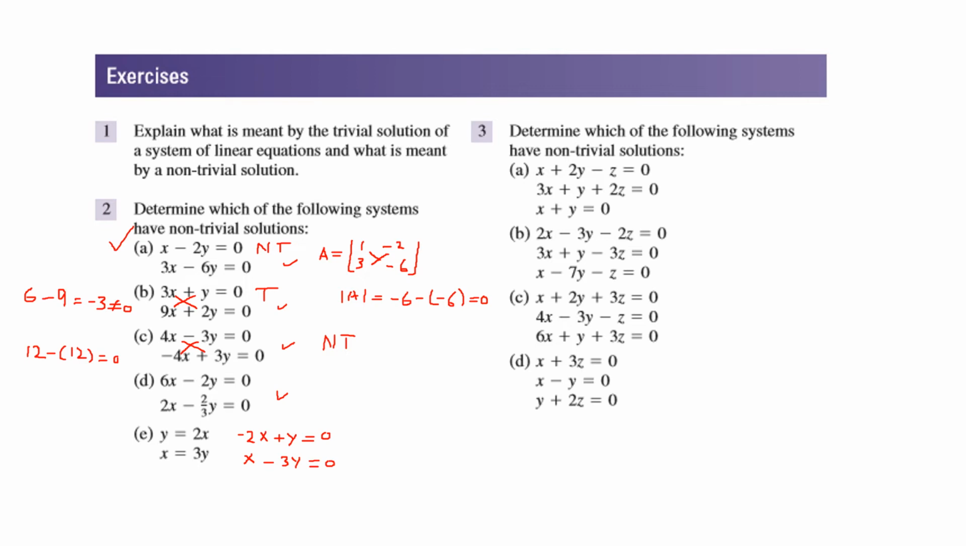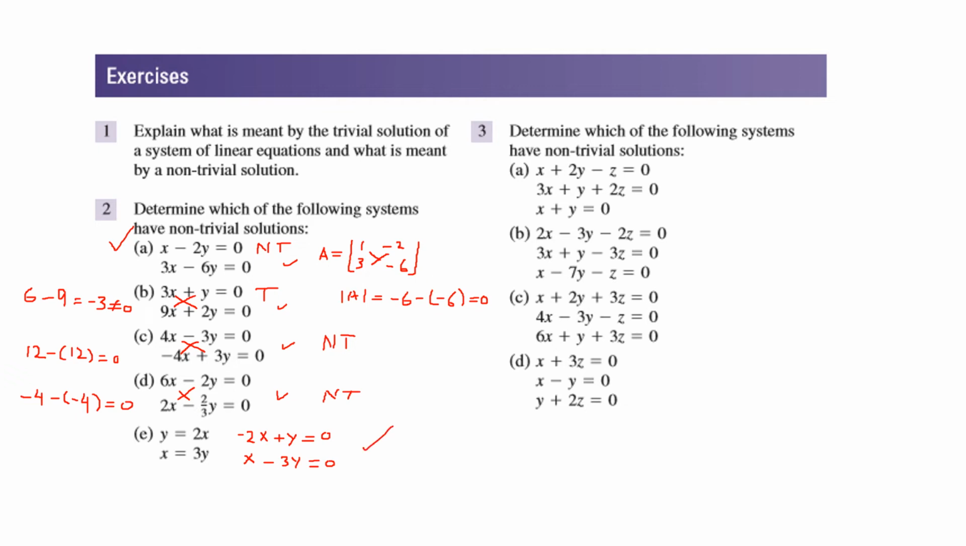Okay, multiply these two. So if we do it, it comes, I think, minus 4 if you agree, and then minus, and minus 2 and 2 will be again minus 4. Calculator equals 0. So this one has also got a non-trivial solution. Okay, try yourself. Now let's come here.